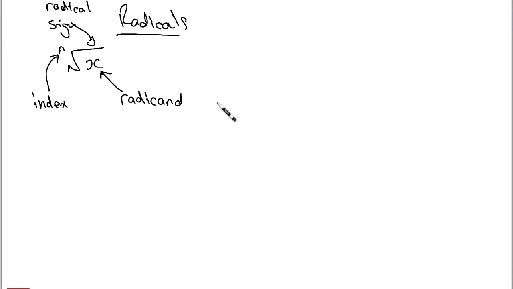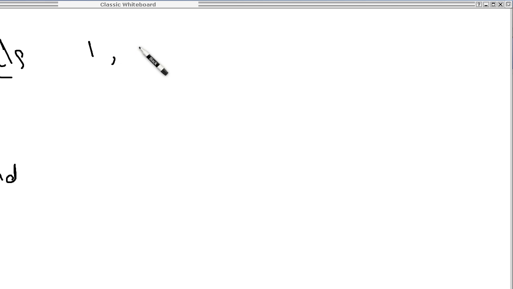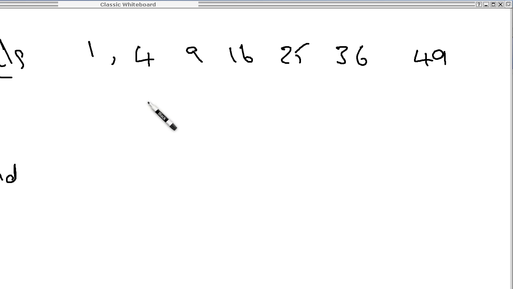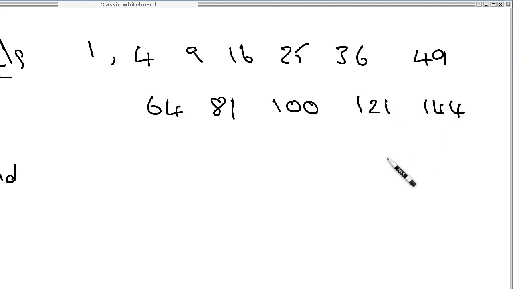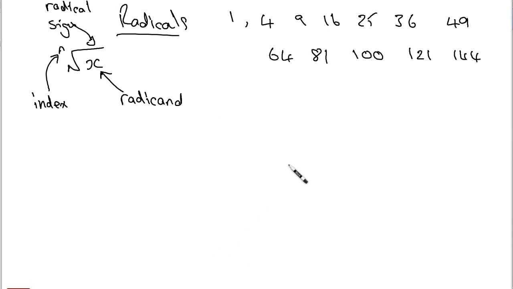The first thing to know when you're working with square roots is it's useful to know the first 10 perfect squares. And just to list them, they are 1, 4, 9, 16, 25, 36, 49, 64, 81, 100, and then the other two, 121, 144. Those are the first 12 perfect squares. You should know those from your 12 times tables.